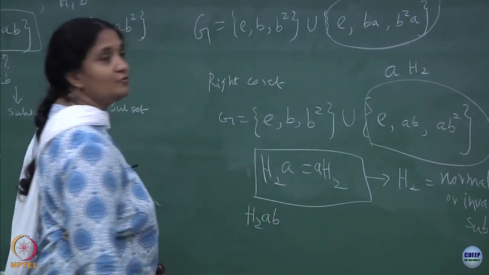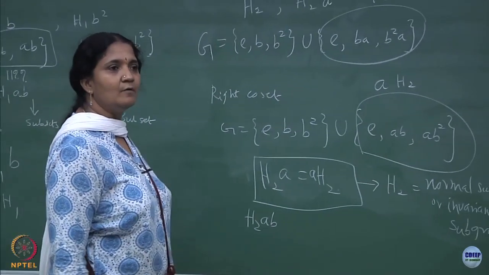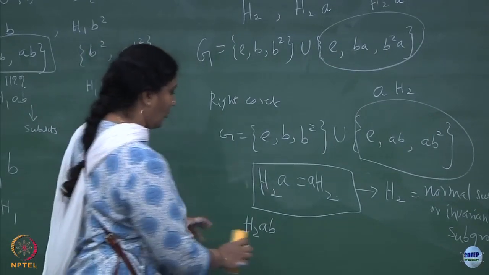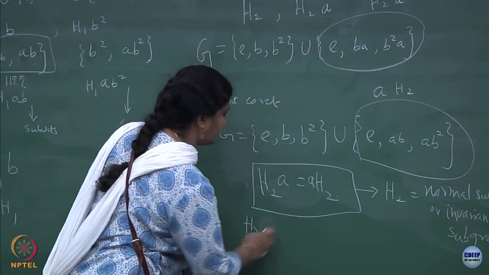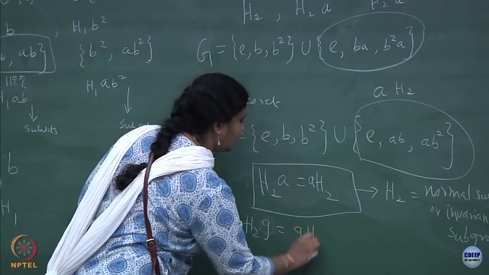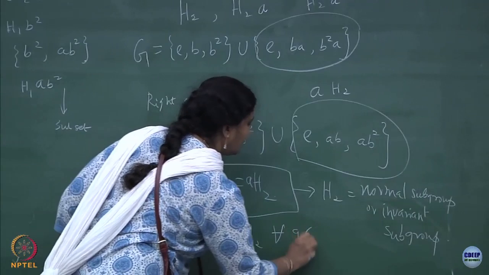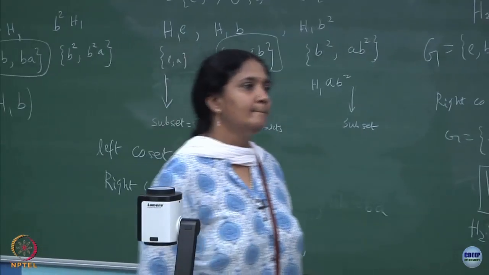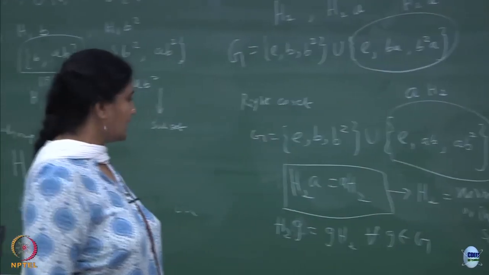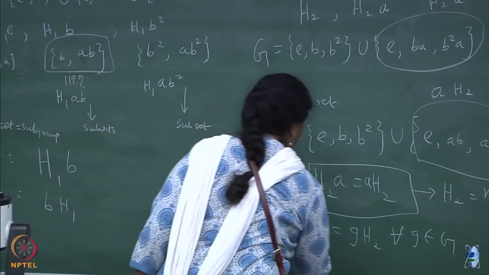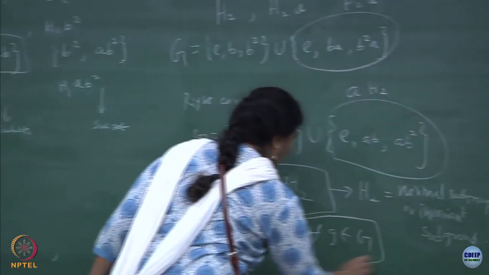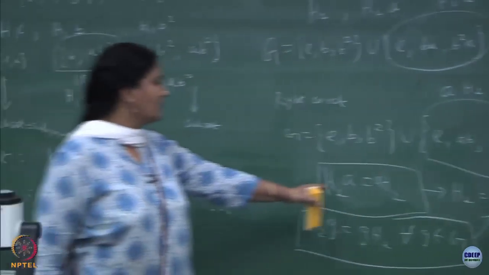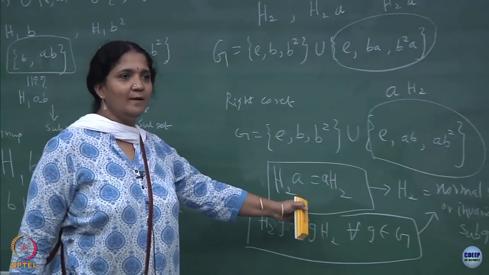Is that the confusion you have? It will be for all elements actually. You can say that H2G is same as GH2 for all G elements. That's true. Correct. I think this is the most general requirement for calling H2 a normal subgroup. In this particular case, that was the only non-trivial element. That's why I put it in.